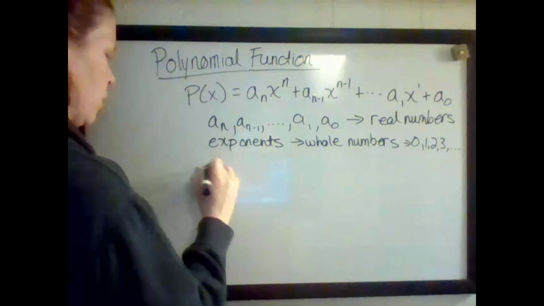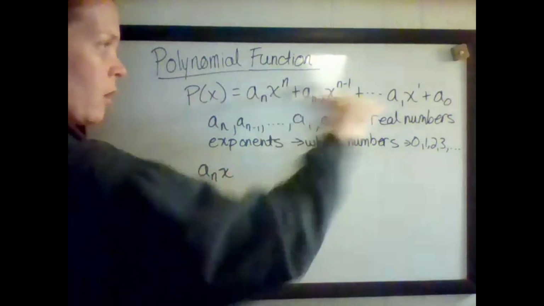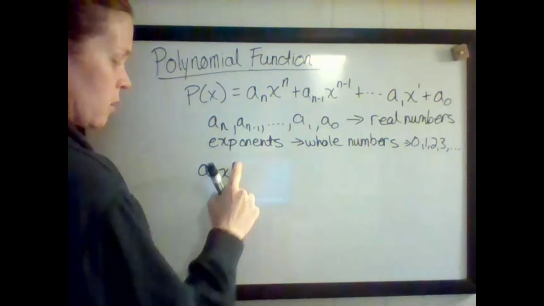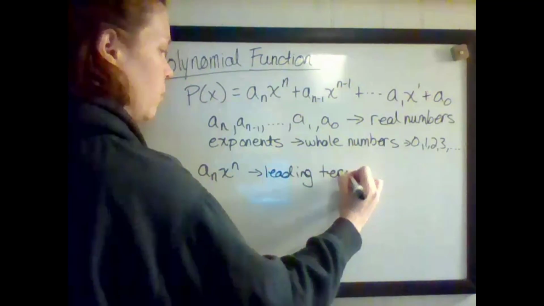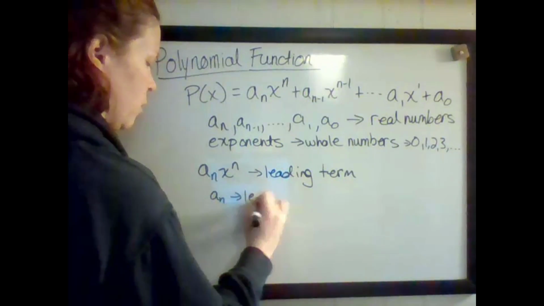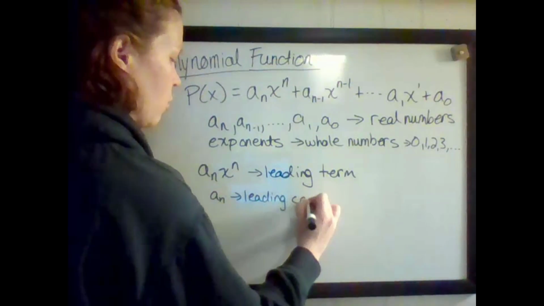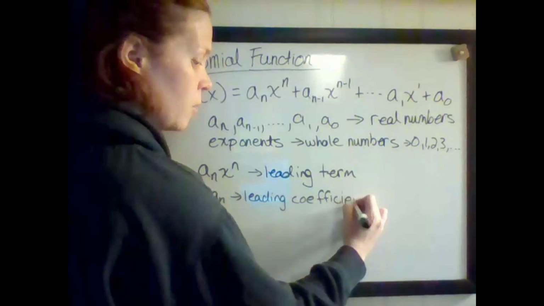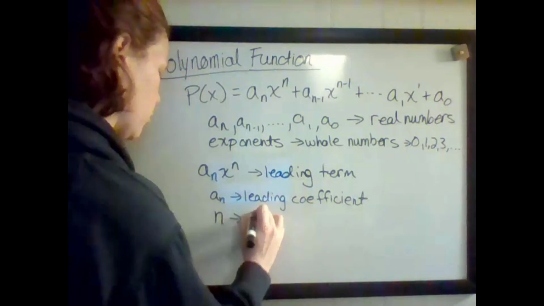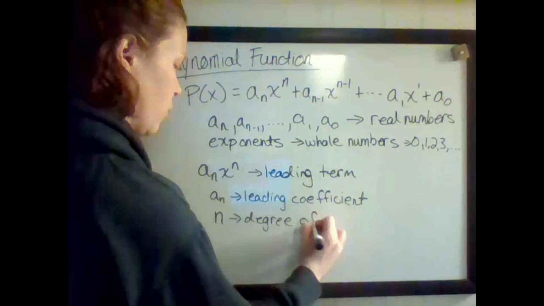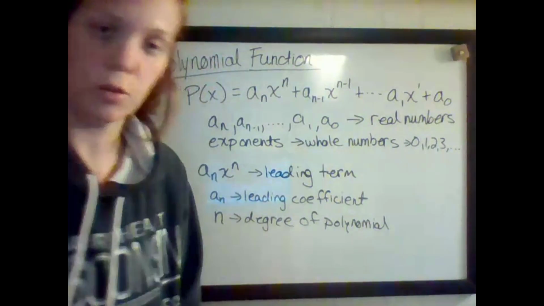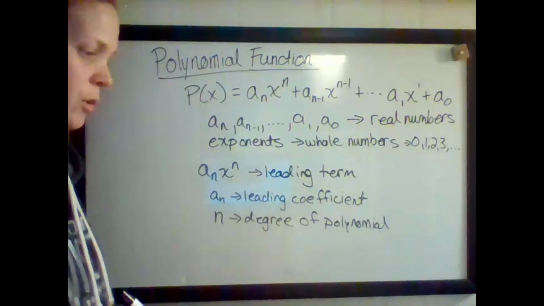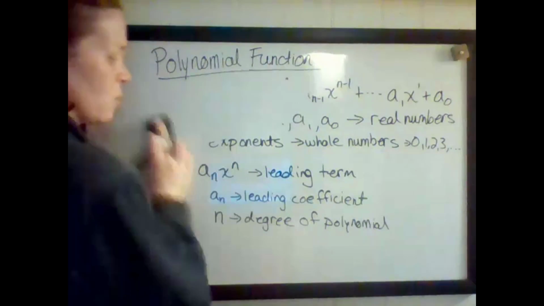Out of this, I want to point out that right now I have this in descending order. The first term, a sub n x to the n, this whole thing is called the leading term. And a sub n by itself is called the leading coefficient. And then n is the degree of the polynomial. So whatever the highest exponent is, that is called the degree. Okay, so there's some definitions to start off with. Let's look at some examples of polynomials and pick out some of these definitions.